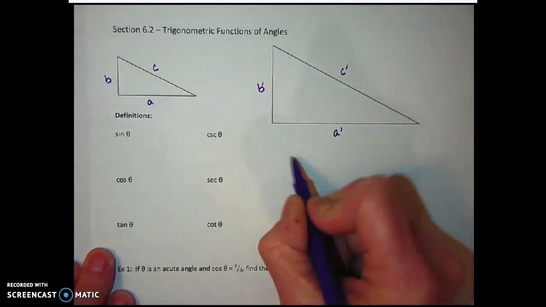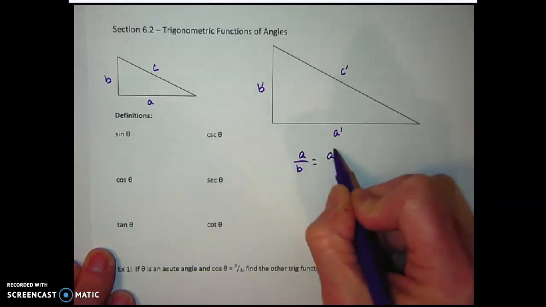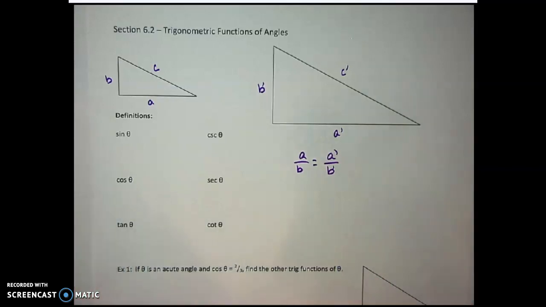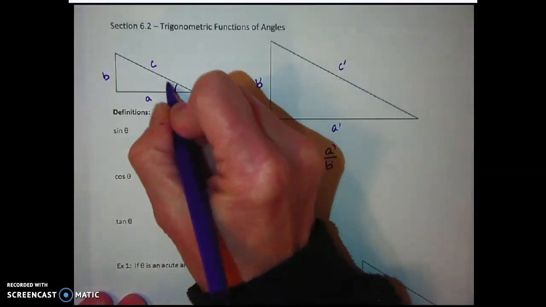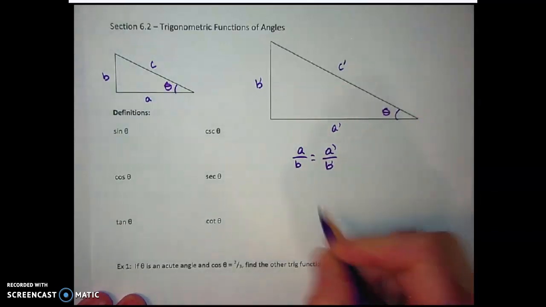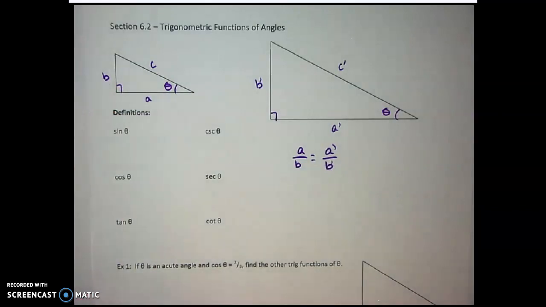If the side lengths are proportional, then the ratio of A to B in that triangle is going to be the same as the ratio of A prime to B prime in that triangle. I'd like you to pause the video now and see if you can write down, if you remember from geometry, what the sine, cosine, and tangent are in terms of the sides of a right triangle. We're going to let this angle be our theta, and remember our angles are the same, so they're both theta, and this is our right angle. Pause the video and write down what the sine, cosine, and tangent should be.